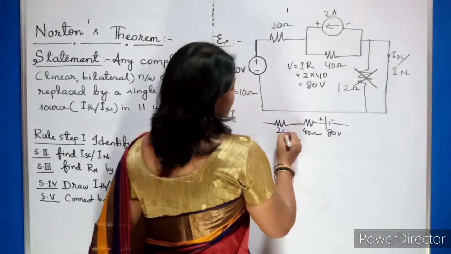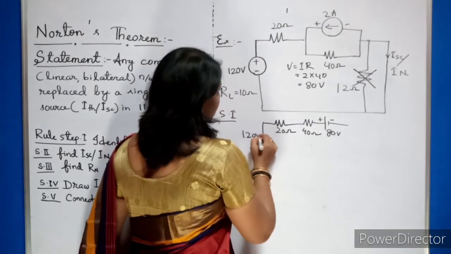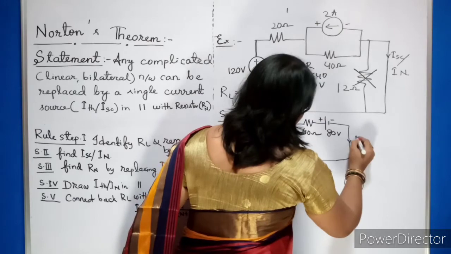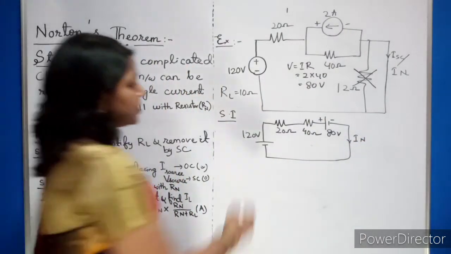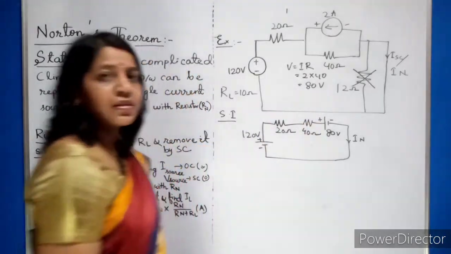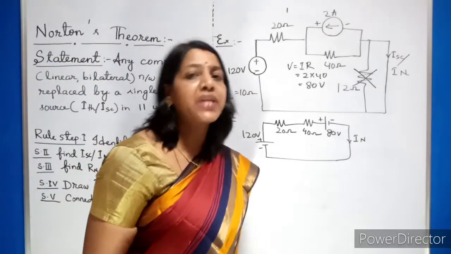Now what is the value of this resistor? 40 ohms. This is 20 ohms. Now as usual, here it is 120 volt. This current is nothing but called Norton's current. Now see the polarity. This is in the same polarity, so if it is the same polarity, you need to subtract the voltage.